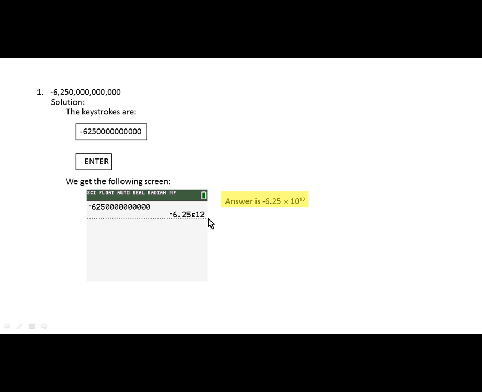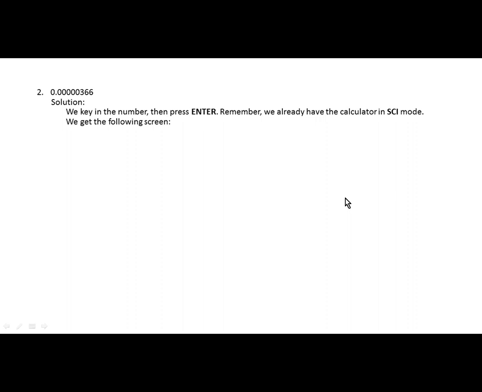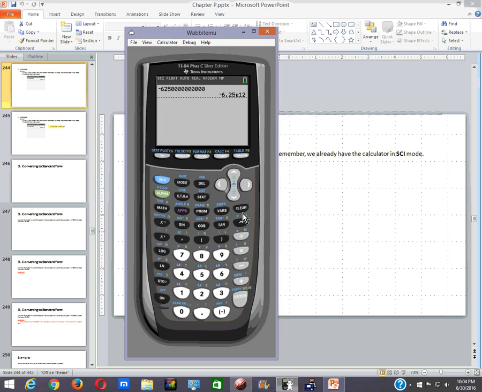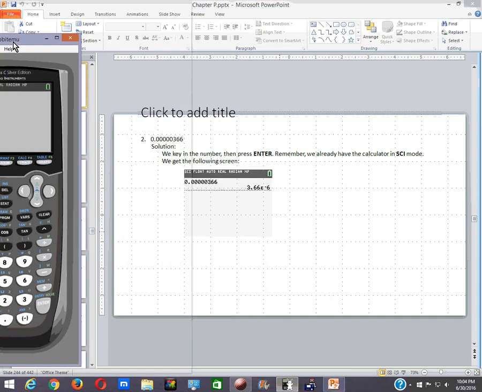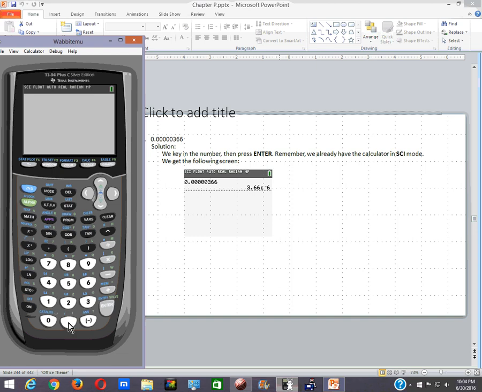Don't write the calculator form. We got 0.00000366. If we try to do it on the calculator, we're going to write the number and then just press SCI. So again, on our calculator, remember, I've already got it set in scientific mode. So, whoops, I got 0. How many zeros do I have? 1, 2, looks like 5. 1, 2, 3, 4, 5, 3, 6, 6. Enter. Ta-da.